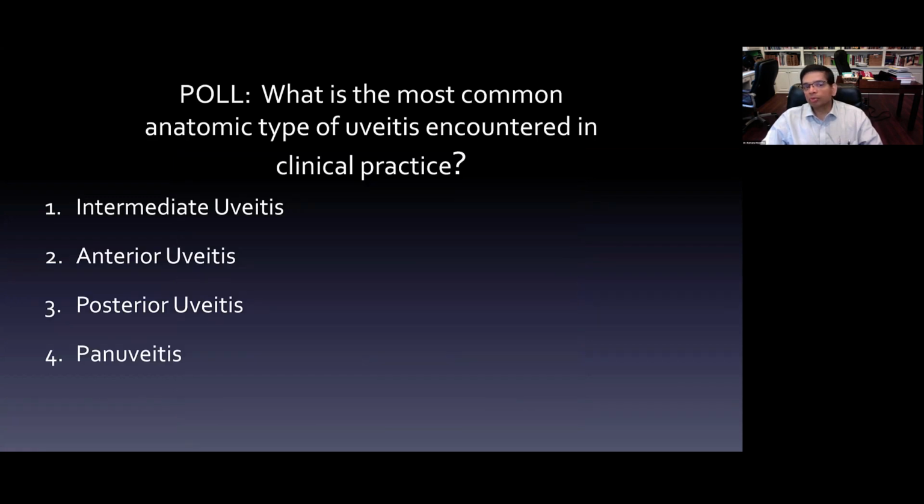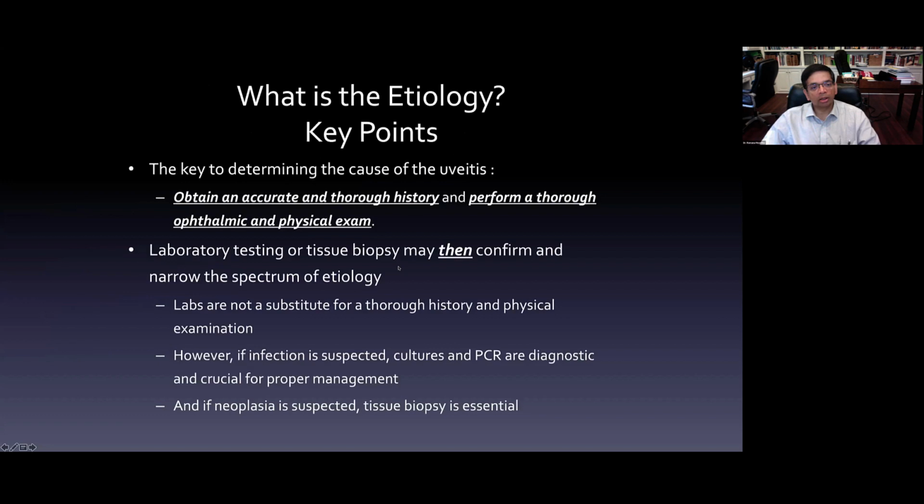So I'm going to start out with the first poll question and see if you were listening. What is the most common anatomic type of uveitis encountered in clinical practice? Intermediate uveitis, anterior uveitis, posterior uveitis, or pan-uveitis? The answer, of course, yeah, everybody's listening. So that's great. Anterior uveitis is definitely the most common form of uveitis that we see anatomically in the clinic.